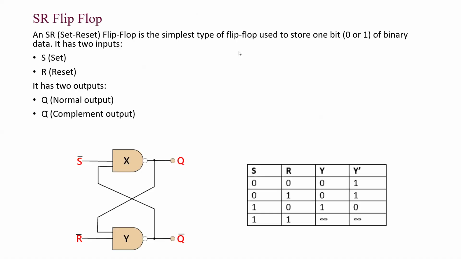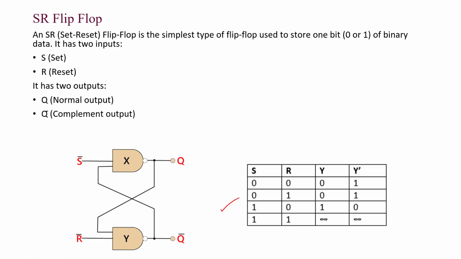First one, SR. SR is the set and reset flip-flop. It's the simplest type. It is used to store one bit, whether 0 or 1, of binary data. It has two input parts, S meaning set and R meaning reset, and two output parts, Q and Q bar. See the diagram itself and you can understand.